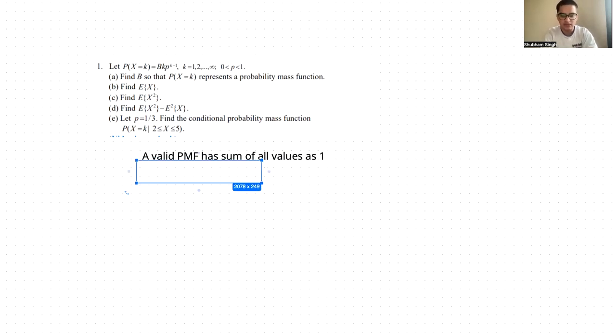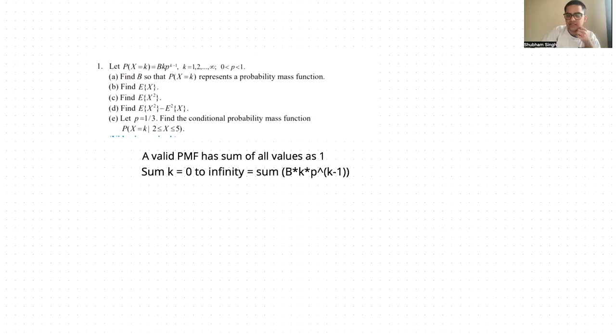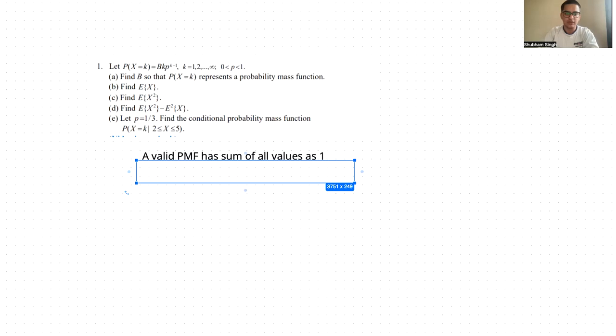We also know that this summation can be denoted by what we have written above, that is b into k into p raised to k minus 1, where in this summation we put all the valid values of k, and this should be equal to 1, right?